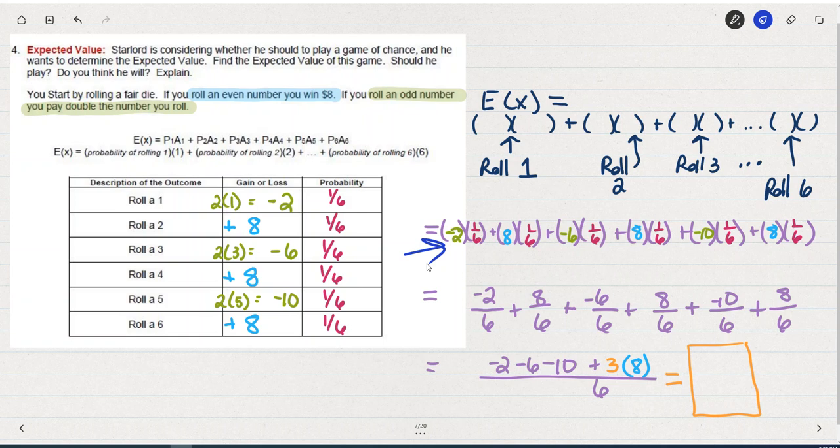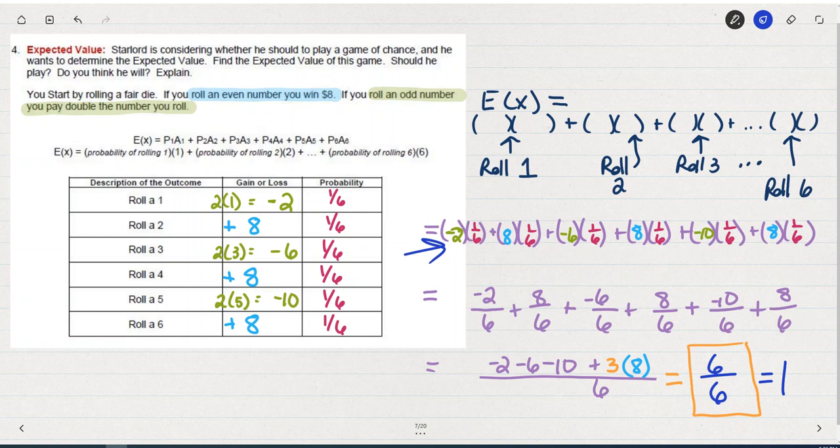I'm going to simplify this calculation by grouping the negatives together. So altogether there's negative 18, and then noticing that there's 3 8s, because 3 times 8 is 24. So our total is going to come to 6 out of 6, which reduces to 1.